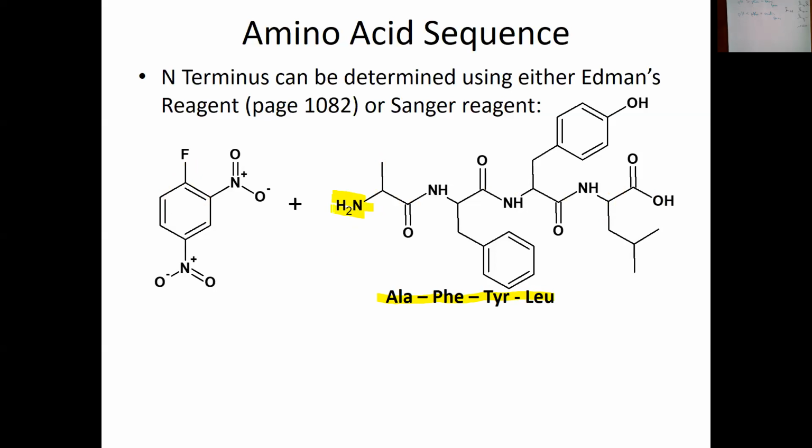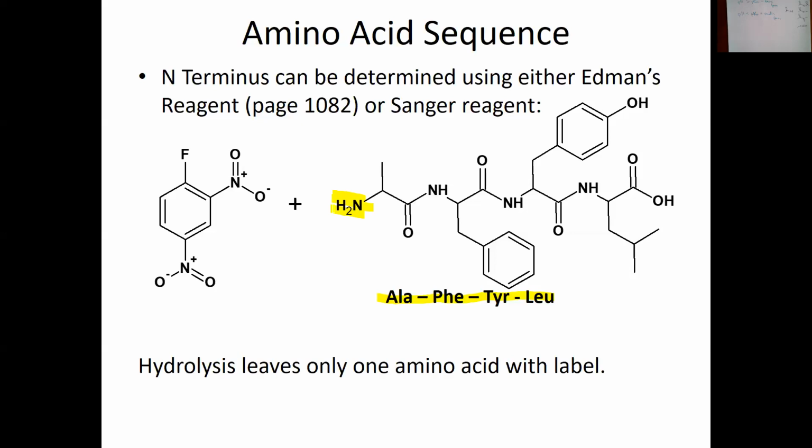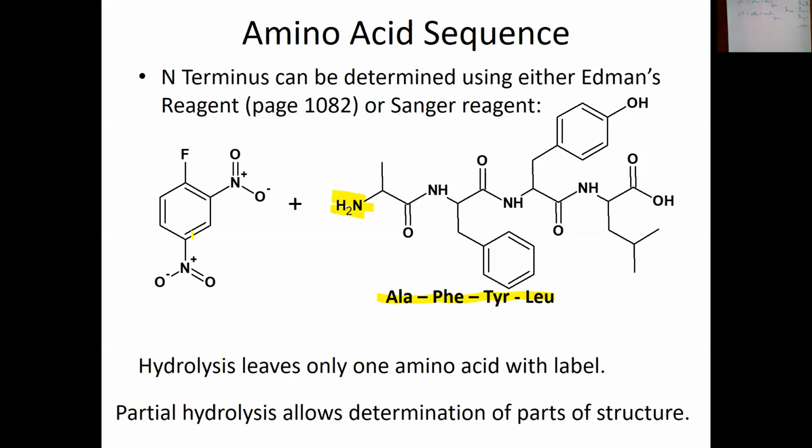So you hook those guys up and then you hydrolyze the peptide to figure out which amino acid has this whole benzene derivative on it. And that tells you that that amino acid was the N-terminus of your peptide. Kind of cool. There's a lot more sophisticated ways to do this, but this is a wet chemistry way to sequence a peptide.